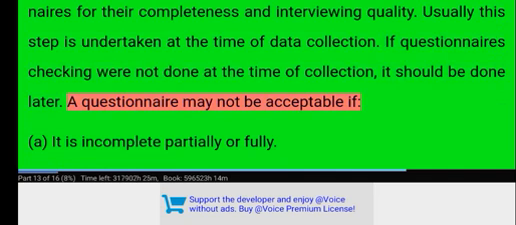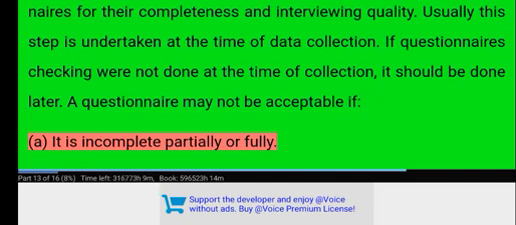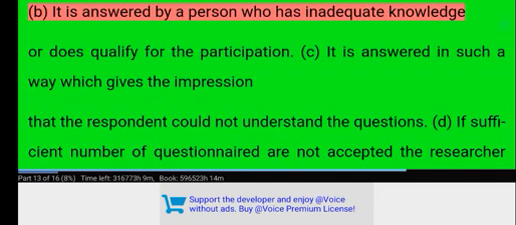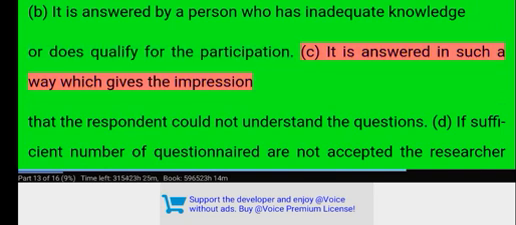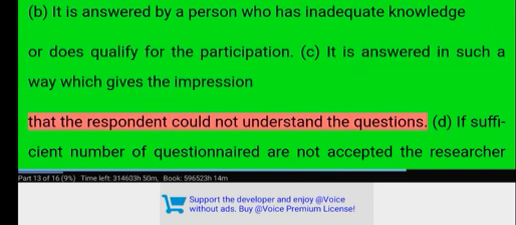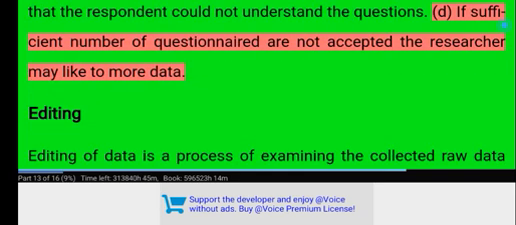A questionnaire may not be acceptable if a. It is incomplete partially or fully. b. It is answered by a person who has inadequate knowledge or does not qualify for the participation. c. It is answered in such a way which gives the impression that the respondent could not understand the questions. d. If a sufficient number of questionnaires are not accepted, the researcher may like to collect more data.